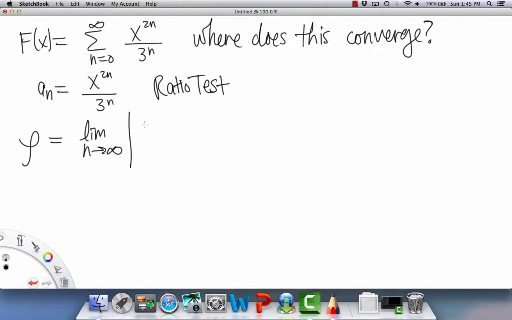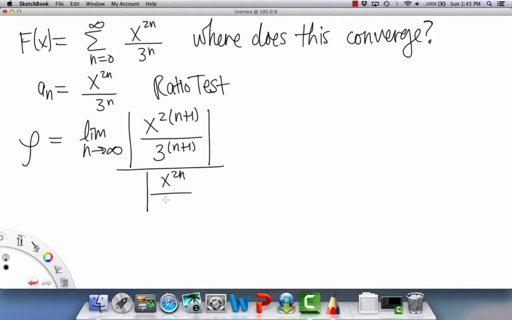So a sub n plus 1, sorry. We're going to plug in n plus 1 wherever you see an n. Remember, with parentheses. And then n plus 1 here. Okay. And this will be over our a sub n. So that's just the normal x to the 2n over 3 to the n. All right. And then in the next one, I'll flip up the bottom fraction and we'll break some stuff apart here.